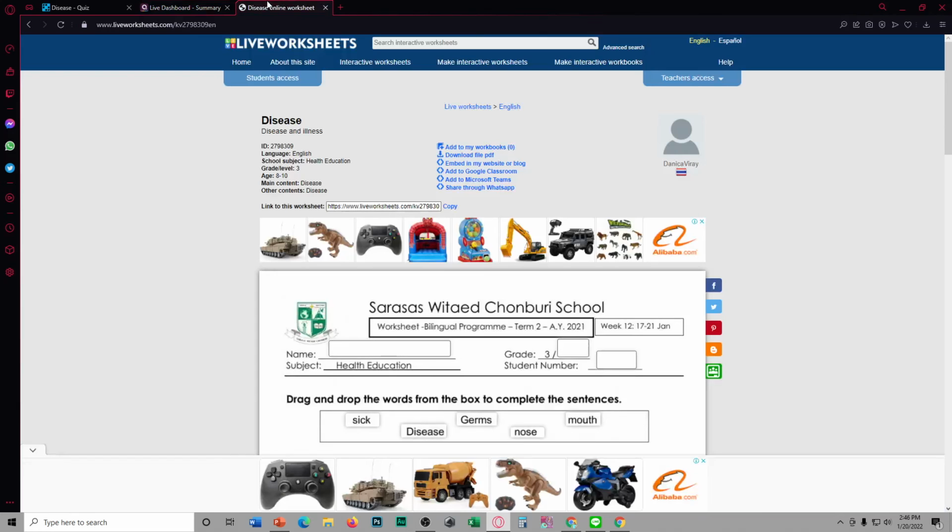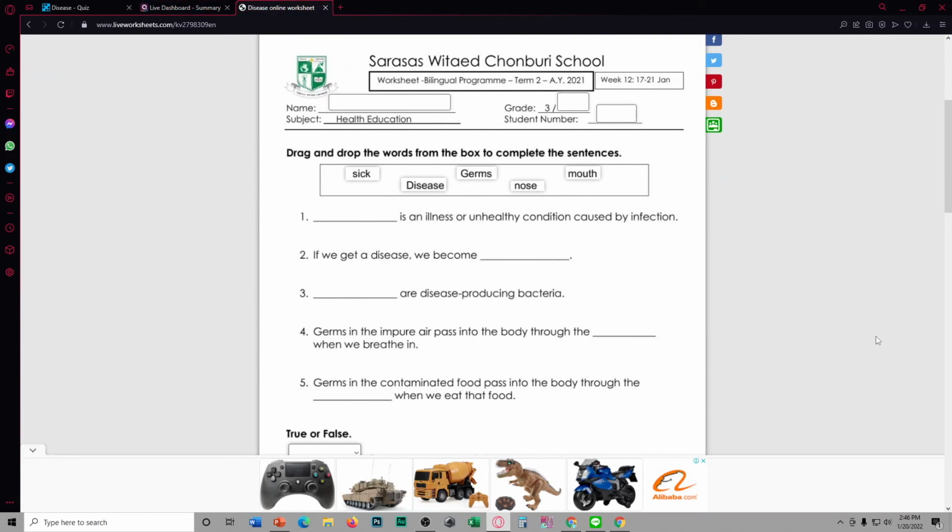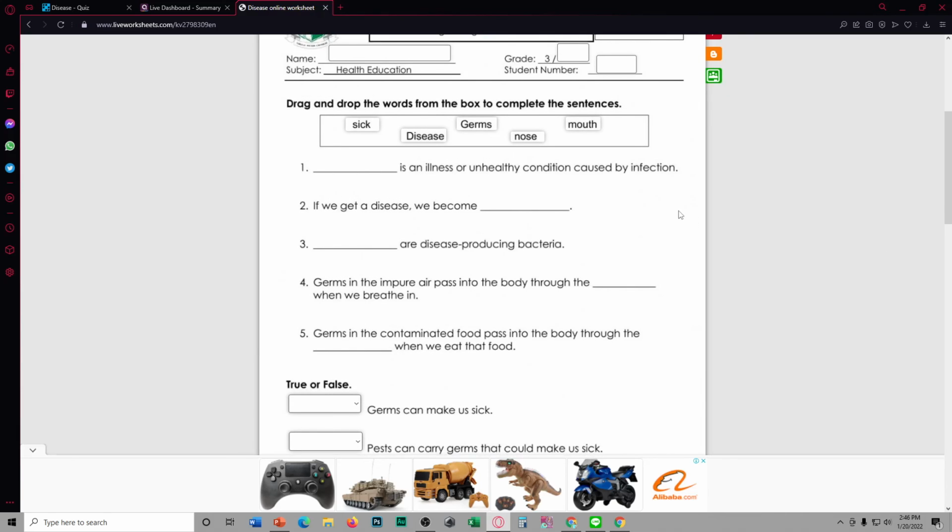Okay, now let's go to our live worksheet. Can you see? Yes, teacher. Okay. So for part 1, we have sick, disease, germs, nose, mouth. Blank is an illness or unhealthy condition caused by infection. Disease. If we get a disease, we become sick. Blank are disease-producing bacteria.